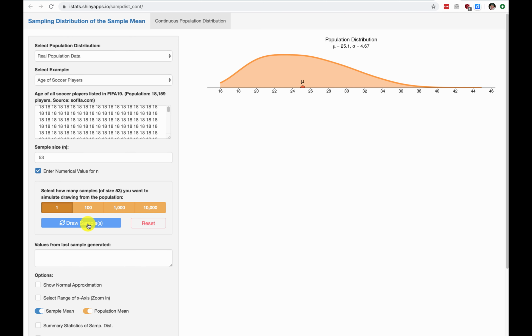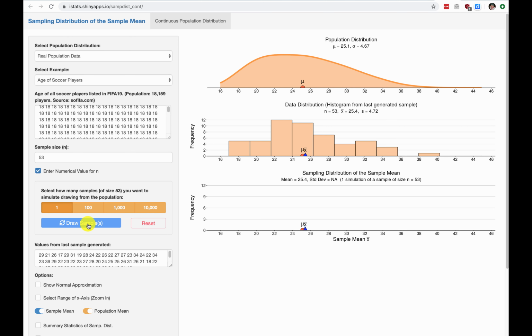I click on the blue draw samples button, and then two more graphs show up. Population didn't change, which we expect. But then this middle graph here is a data distribution. So from that one sample, it is showing me the ages of those 53 people. And then like the population distribution, there is the red semicircle to show you the mean of that sample and of the population. So it's comparing the two.